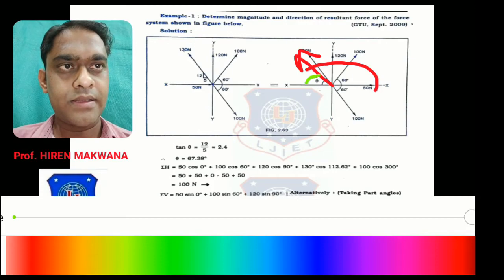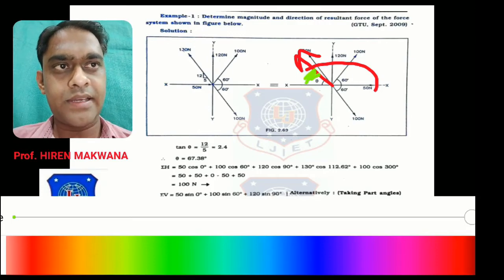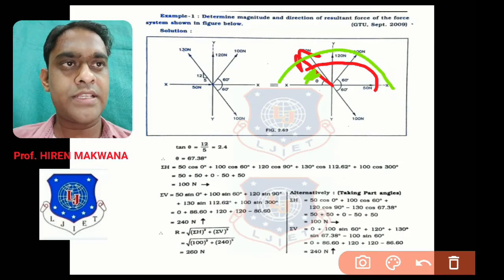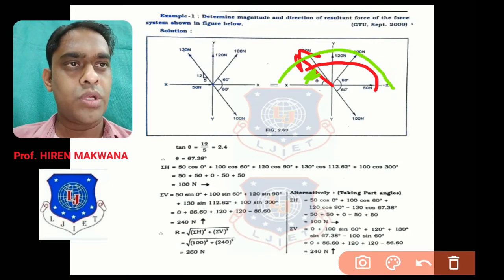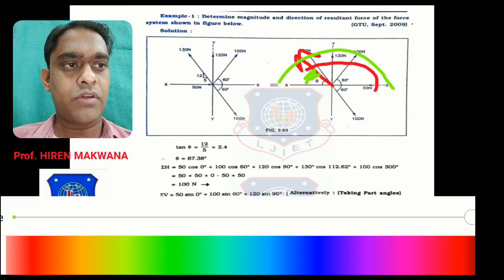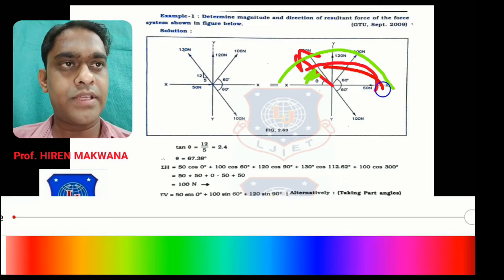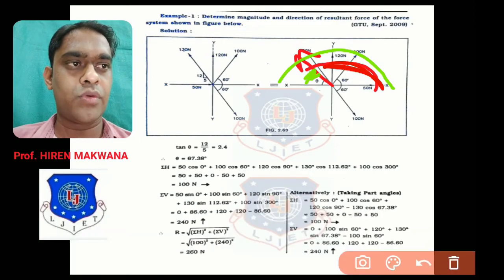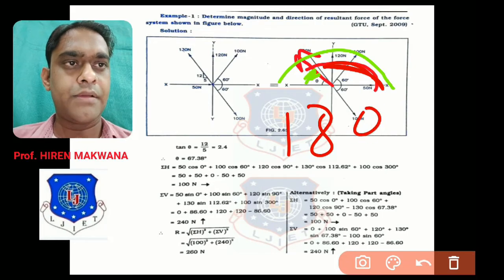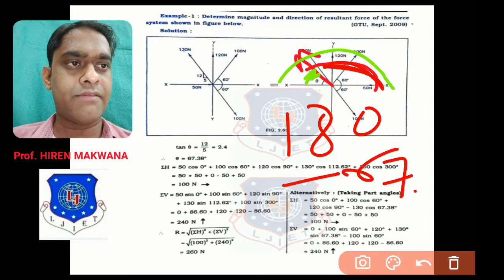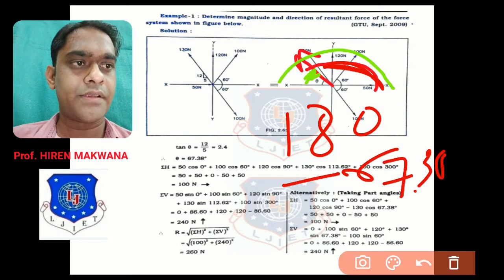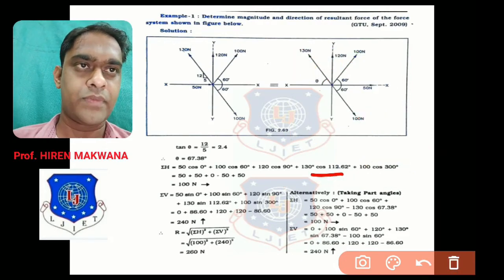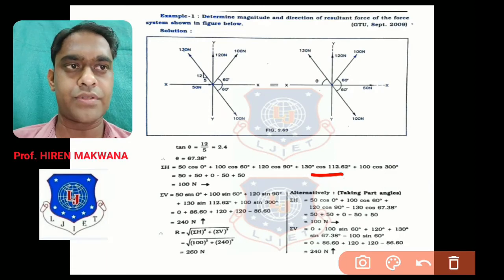See this. This theta is 67.38 degree. Now this total angle is 180. So what is the angle of red color? What is the angle of this color? Tell me. So it is equal to 180 minus 67.38. Okay, so answer will be 112.62. So this is the angle of 130 Newton force.